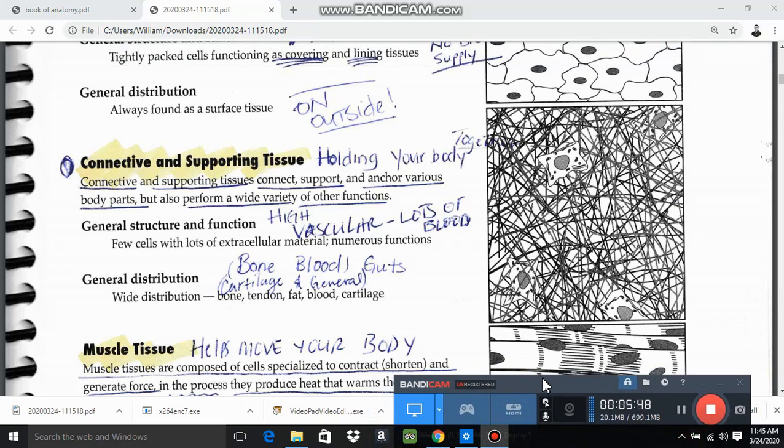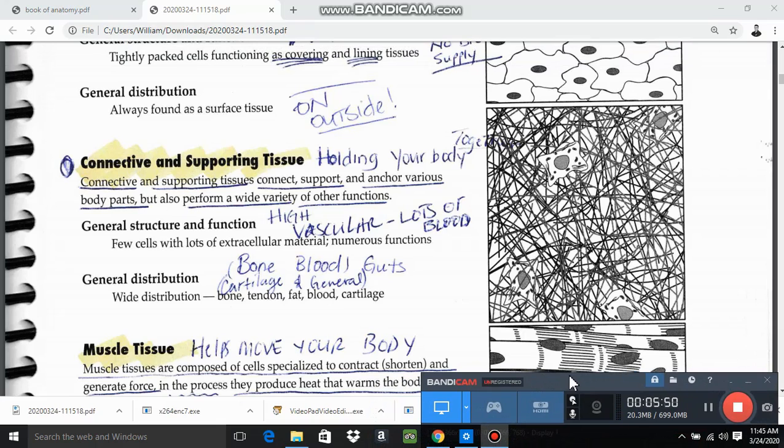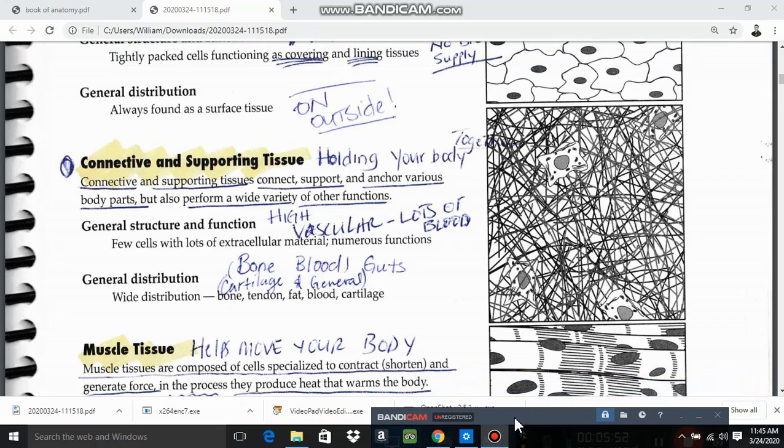I'm just being wary of the time. I have to do 10-minute increments with this program. So it's good. We have about 4 minutes left.